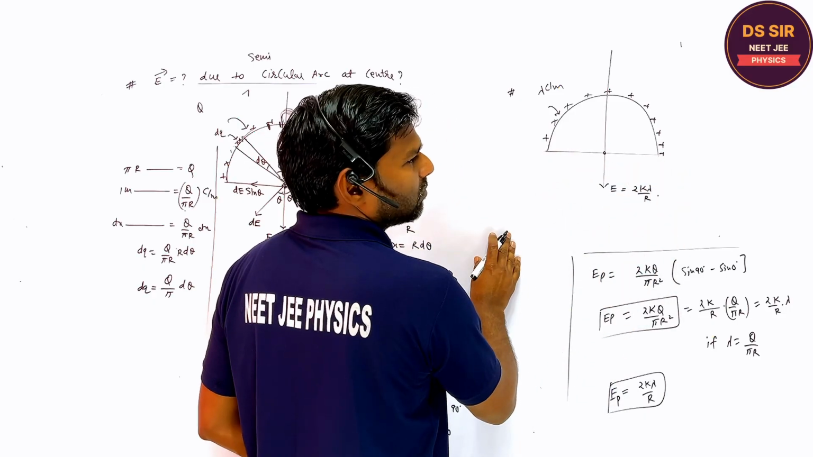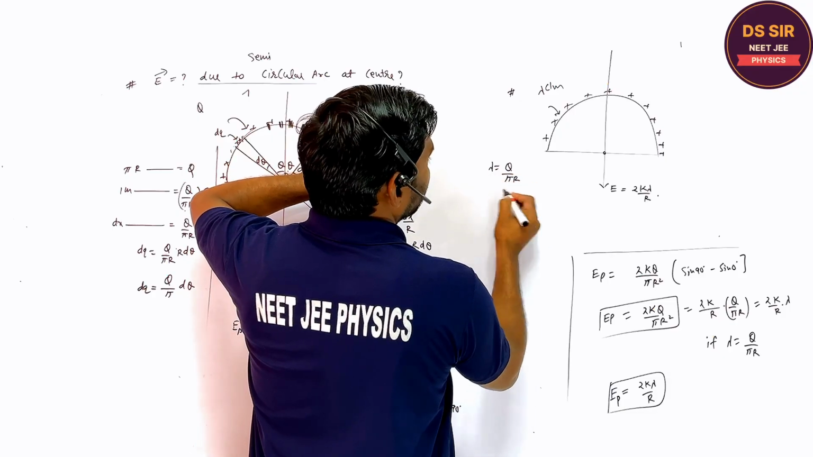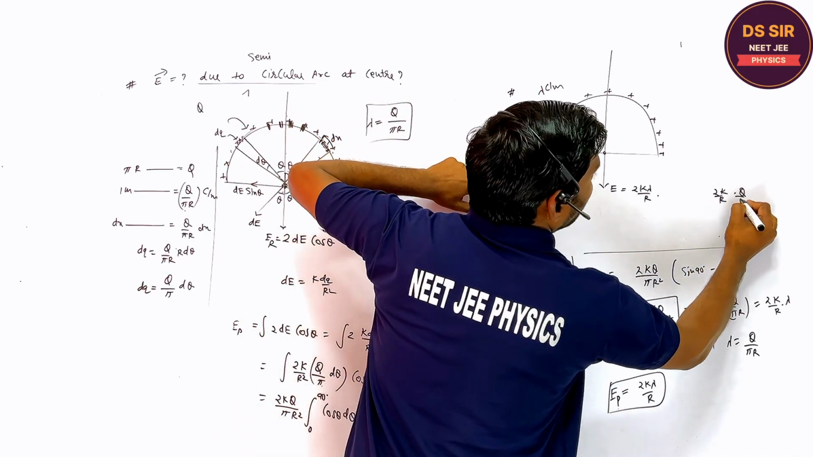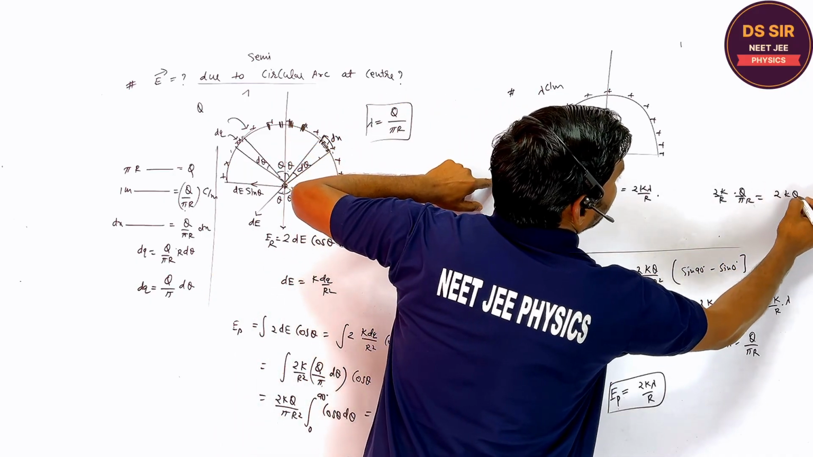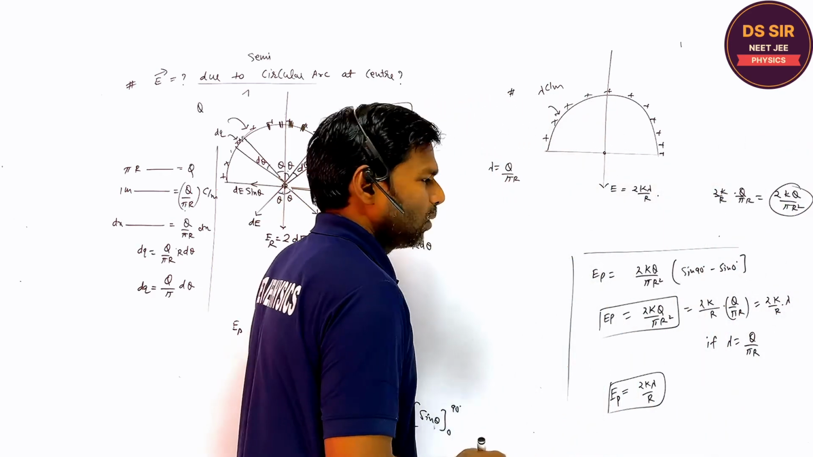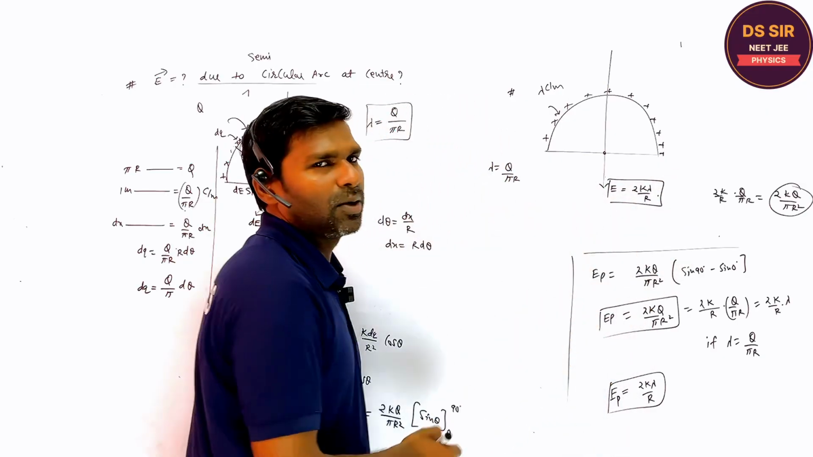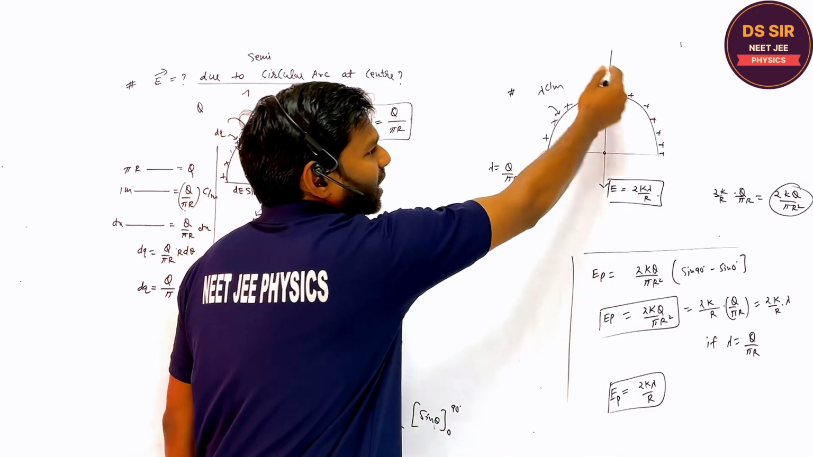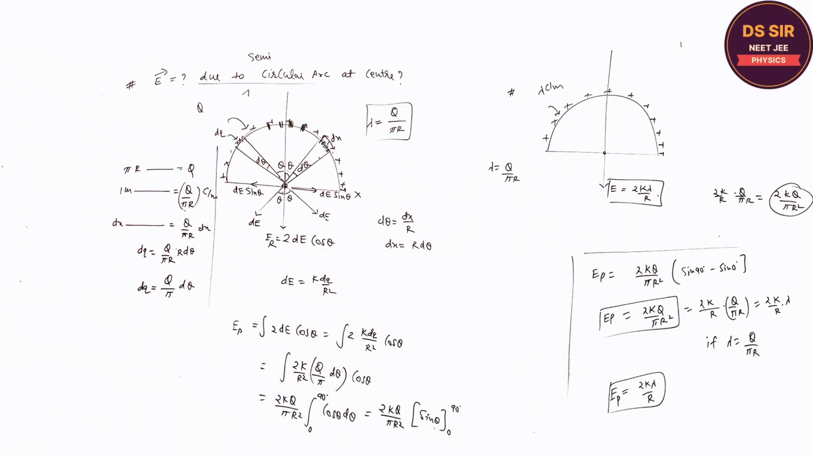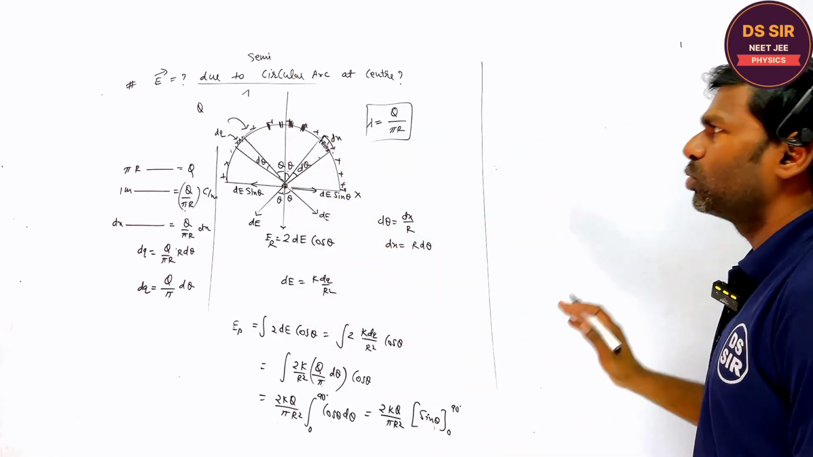If q is given, right, then you can replace lambda is equal to q upon pi r. And if you put in 2k upon r the value of lambda, q upon pi r, you can write 2k q upon pi r square. So the electric field in terms of q is 2k q upon pi r square, as we have found. In terms of the linear charge density it is 2k lambda upon r. It is easy to remember, right? Directly we use this as a formula. Okay, copy this. So this is the electric field we have found due to the semicircular arc.